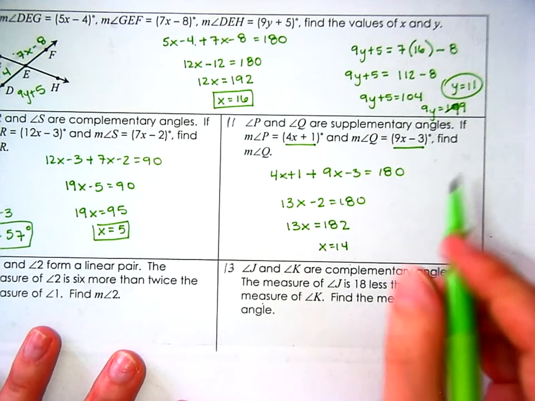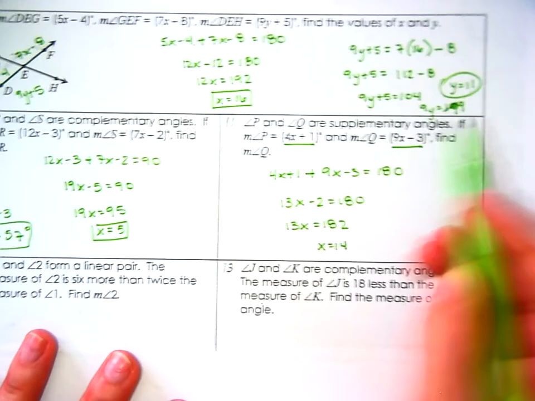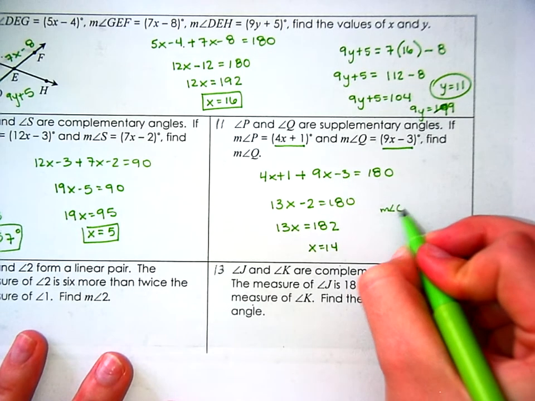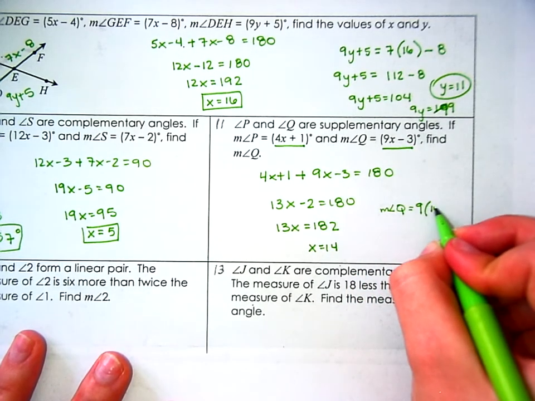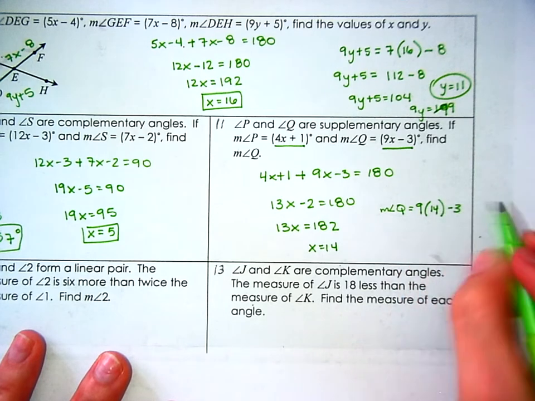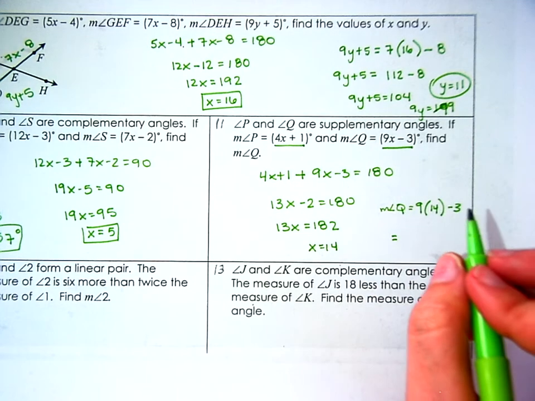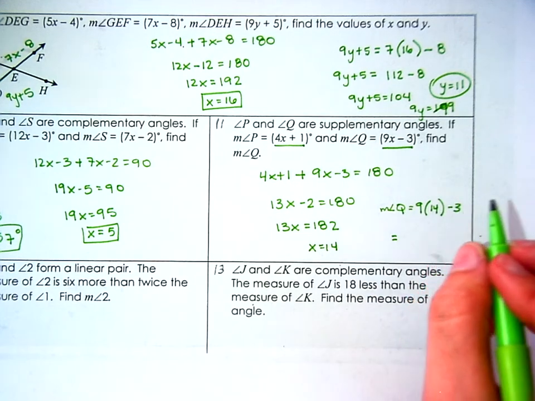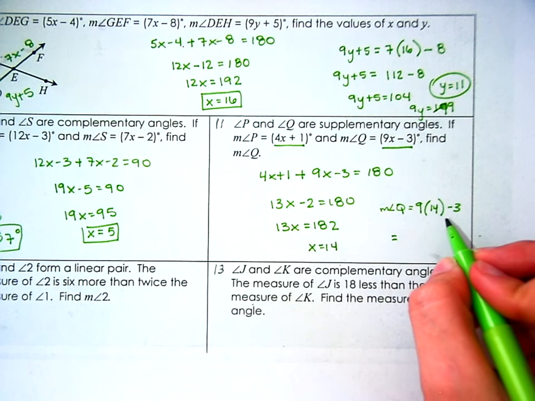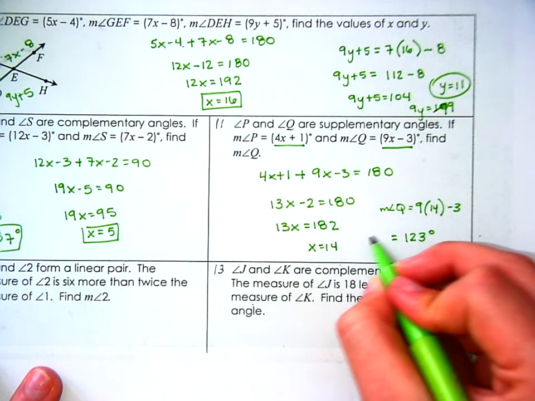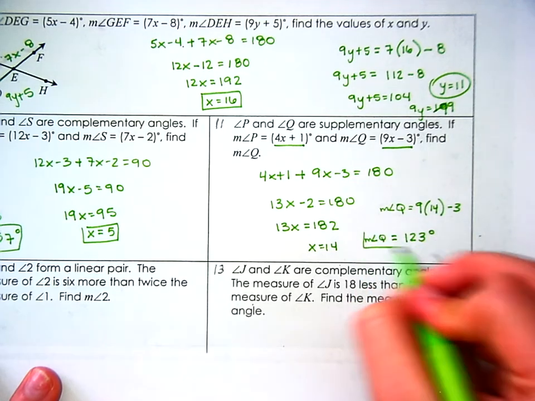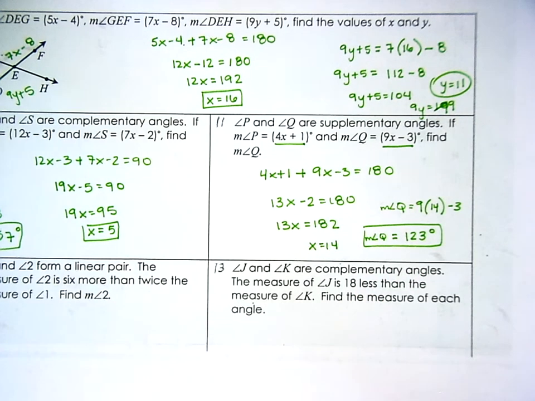Again, check to see what it's asking. It wants the measure of angle Q. So the measure of angle Q is 9x minus 3. Don't forget to put your x value in your expression. So if I do 14 times 9, that's 126. And then minus 3, that gives me 123 degrees. So the measure of angle Q is 123.